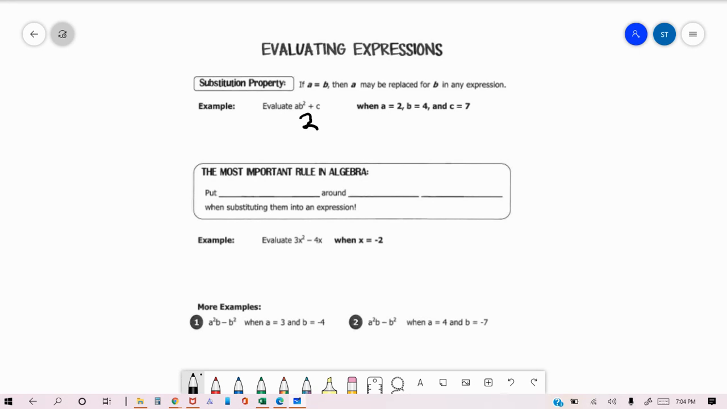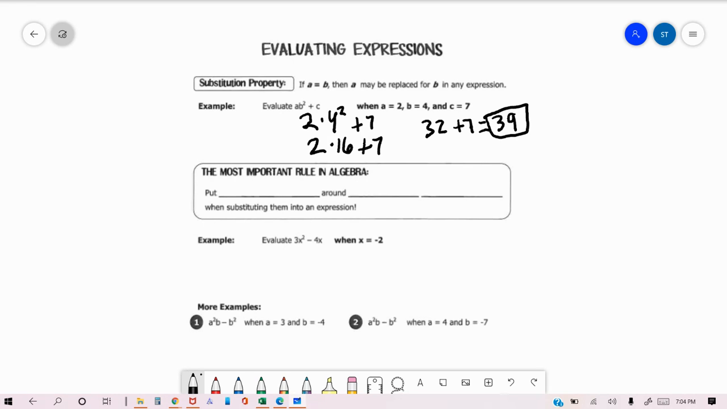2 times 4 squared plus 7. So we know that 4 squared is 16, and 2 times 16 is 32. 32 plus 7 is equal to 39. So 39 would be our answer there.